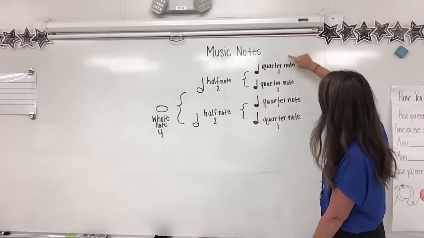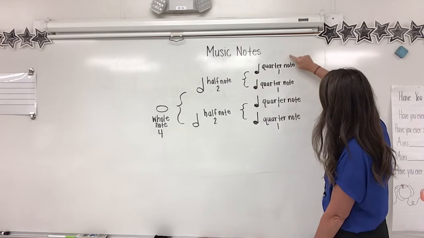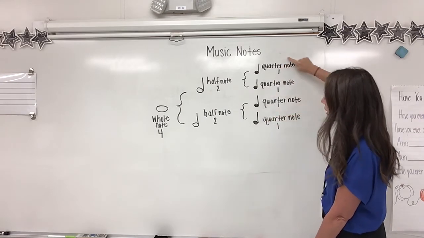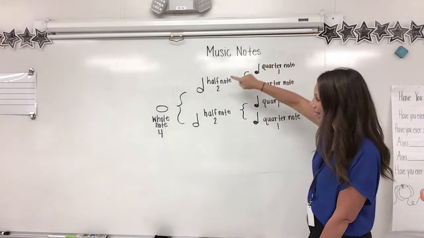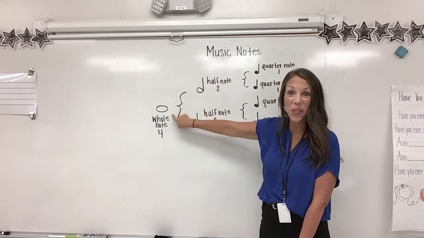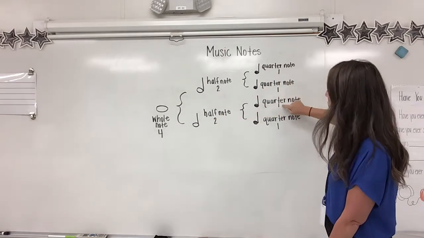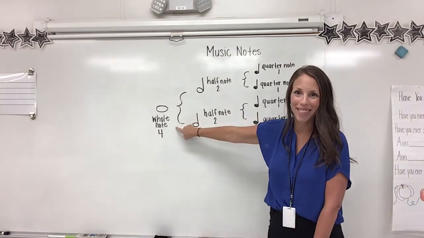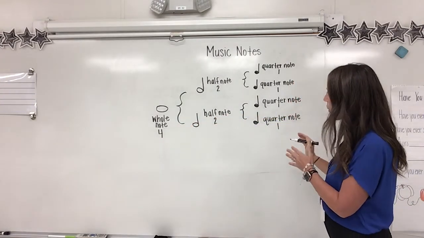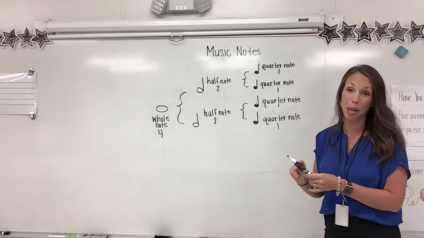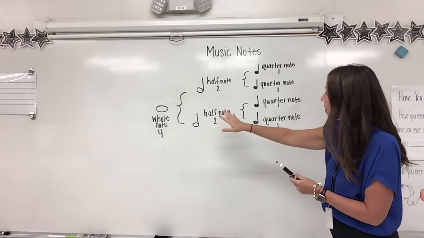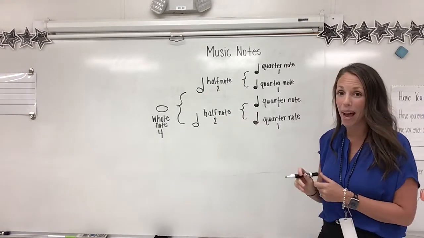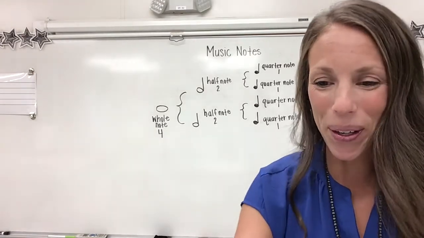All 4 of these quarter notes equal a whole note, because 1 plus 1 plus 1 plus 1 equals 4. So you are starting to see the relationship between the notes and how they break down into equal parts.